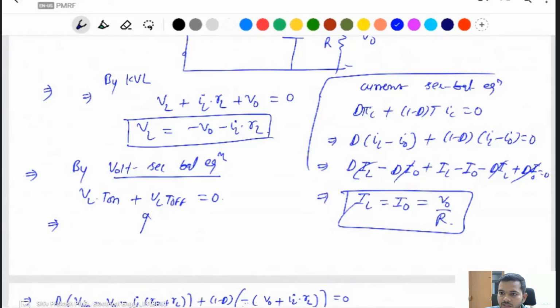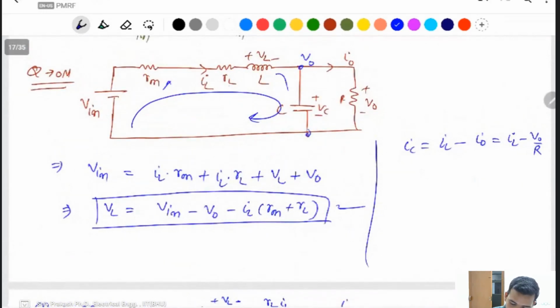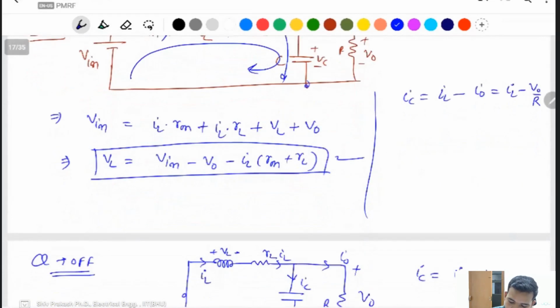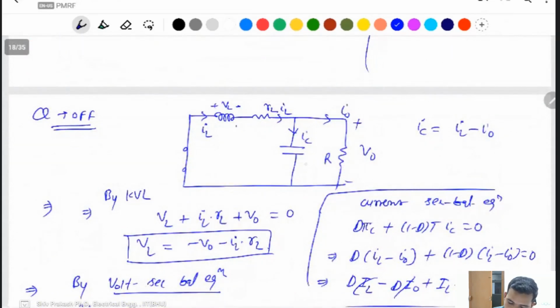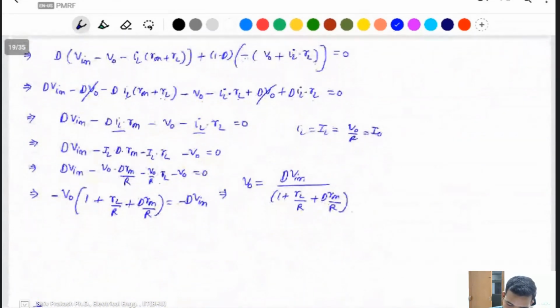It means charge balance. When the capacitor is charged in the positive direction, then the same amount will discharge when the switch is off. When the switch is on, the current flows like that and the capacitor charges. When the switch is off, IL and IC are both supplied to the load. At that time, the capacitor discharges like that. So the charges will be the same.